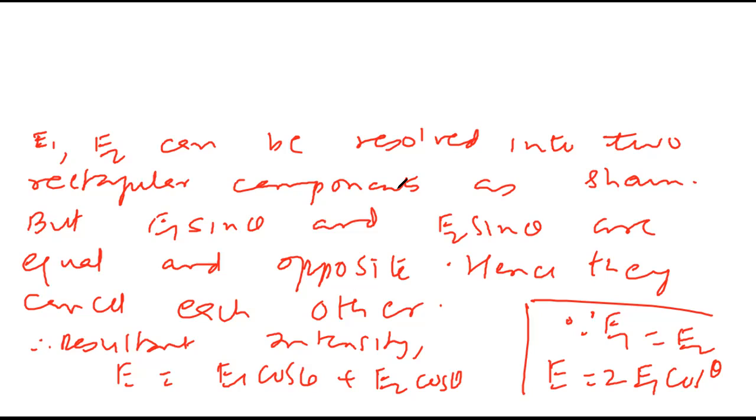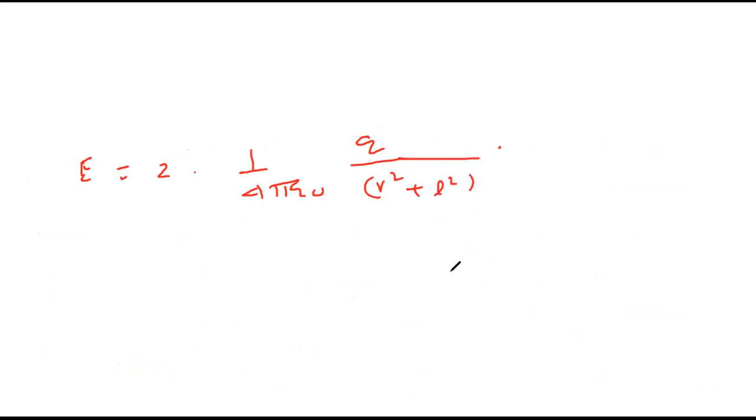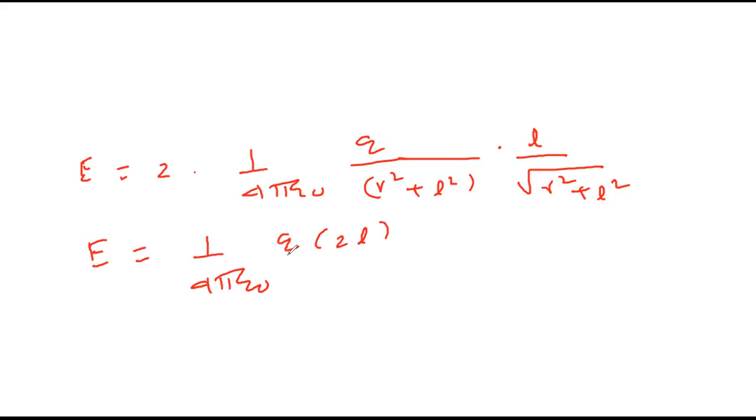Can I clear this from the screen? Yes, sir. So E becomes 2 times E1, which is 1 upon 4 pi epsilon Q upon R square plus L square. What is cos theta from the figure? Can anybody tell? It is adjacent side L upon hypotenuse, root of R square plus L square. So 1 upon 4 pi epsilon Q into 2L upon R square plus L square raised to 3 by 2.